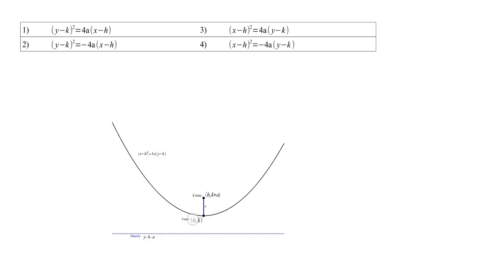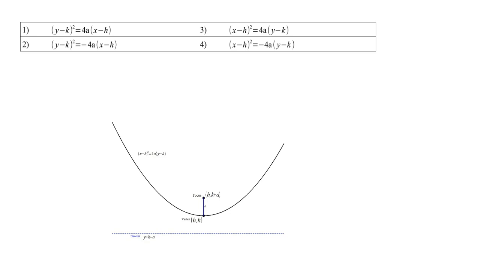We have the vertex right here, which is the minimum in this case. It's also the place where the graph changes from decreasing to increasing. Then inside the parabola we have the focus. And the focus is a distance of a away from the vertex. In this case, because the parabola is oriented up, the focus is up from the vertex.